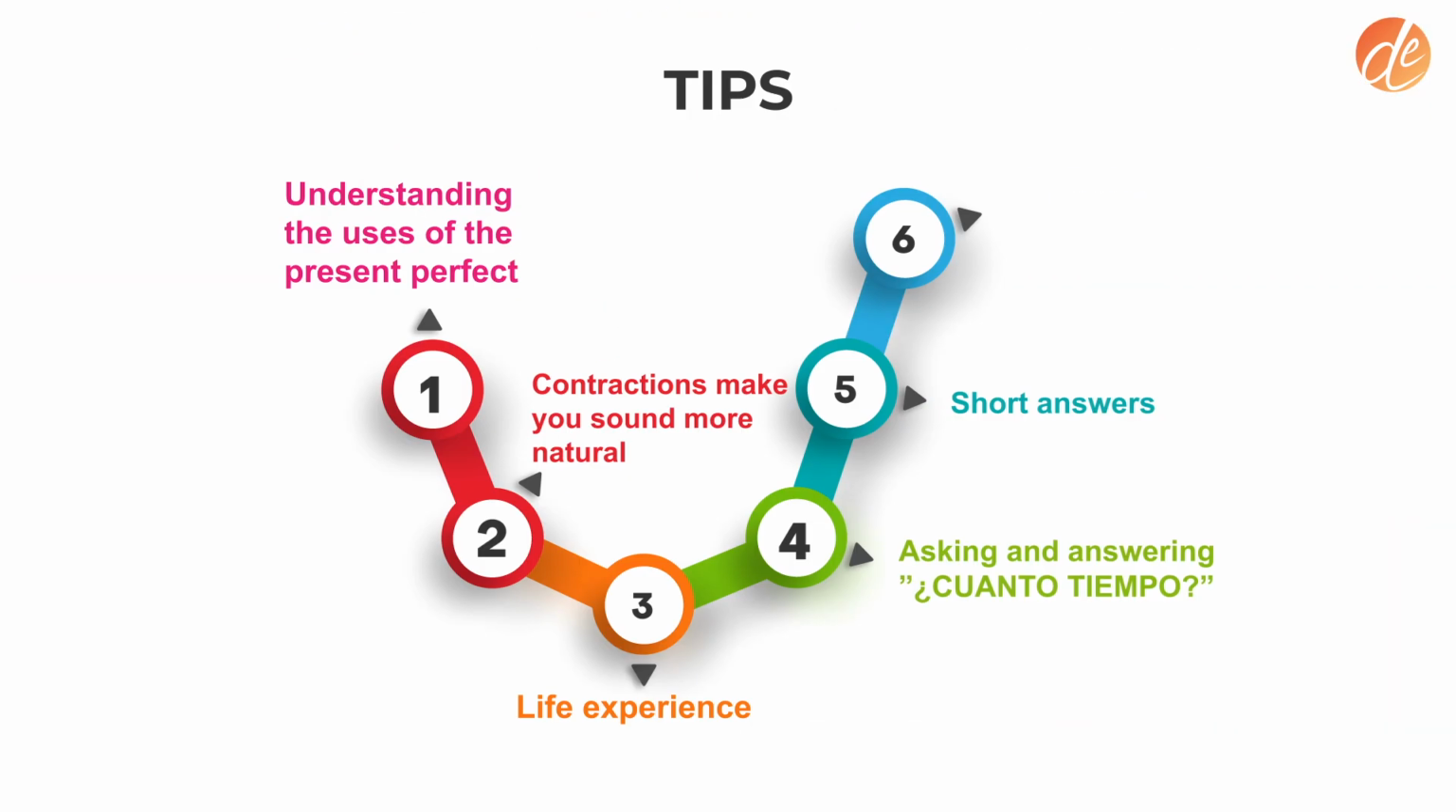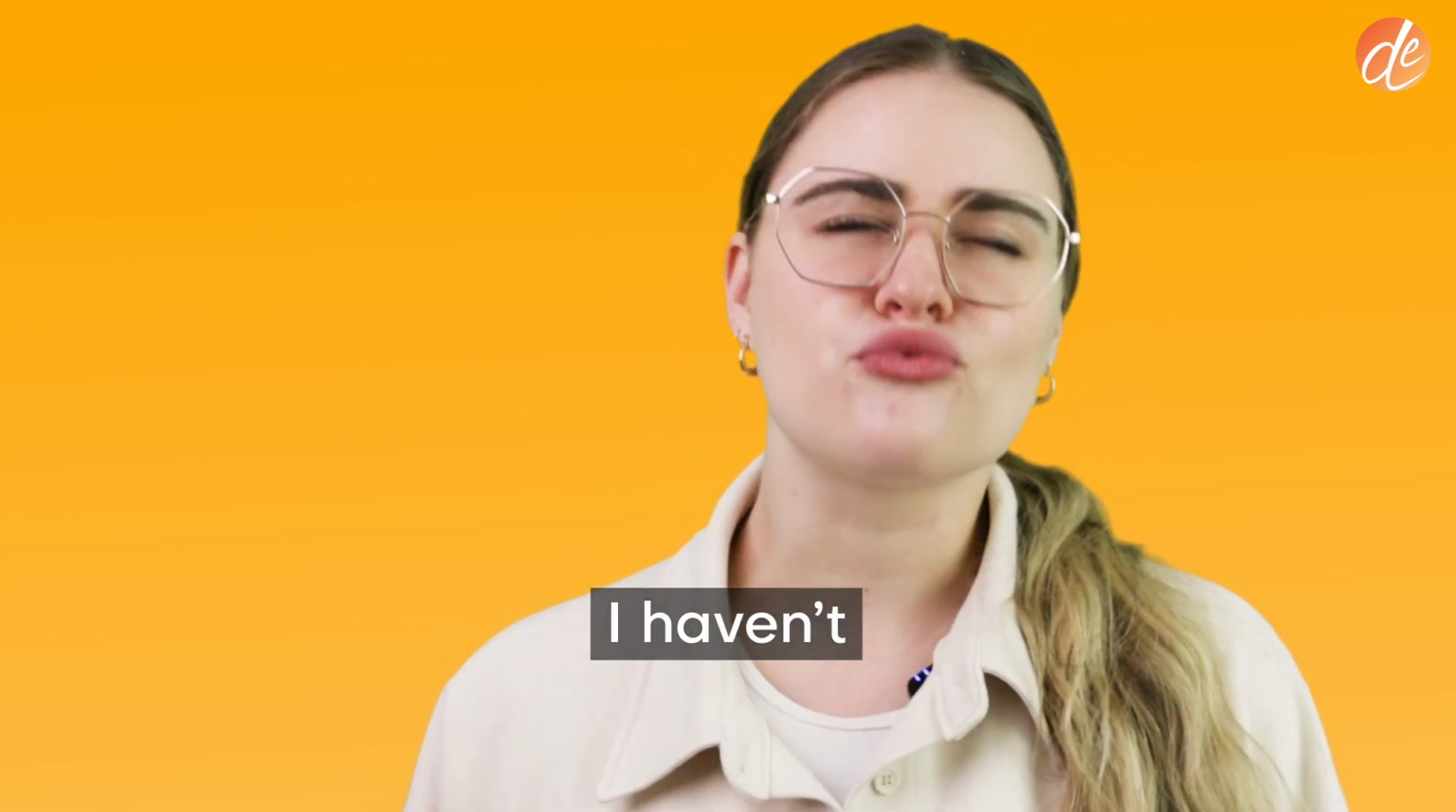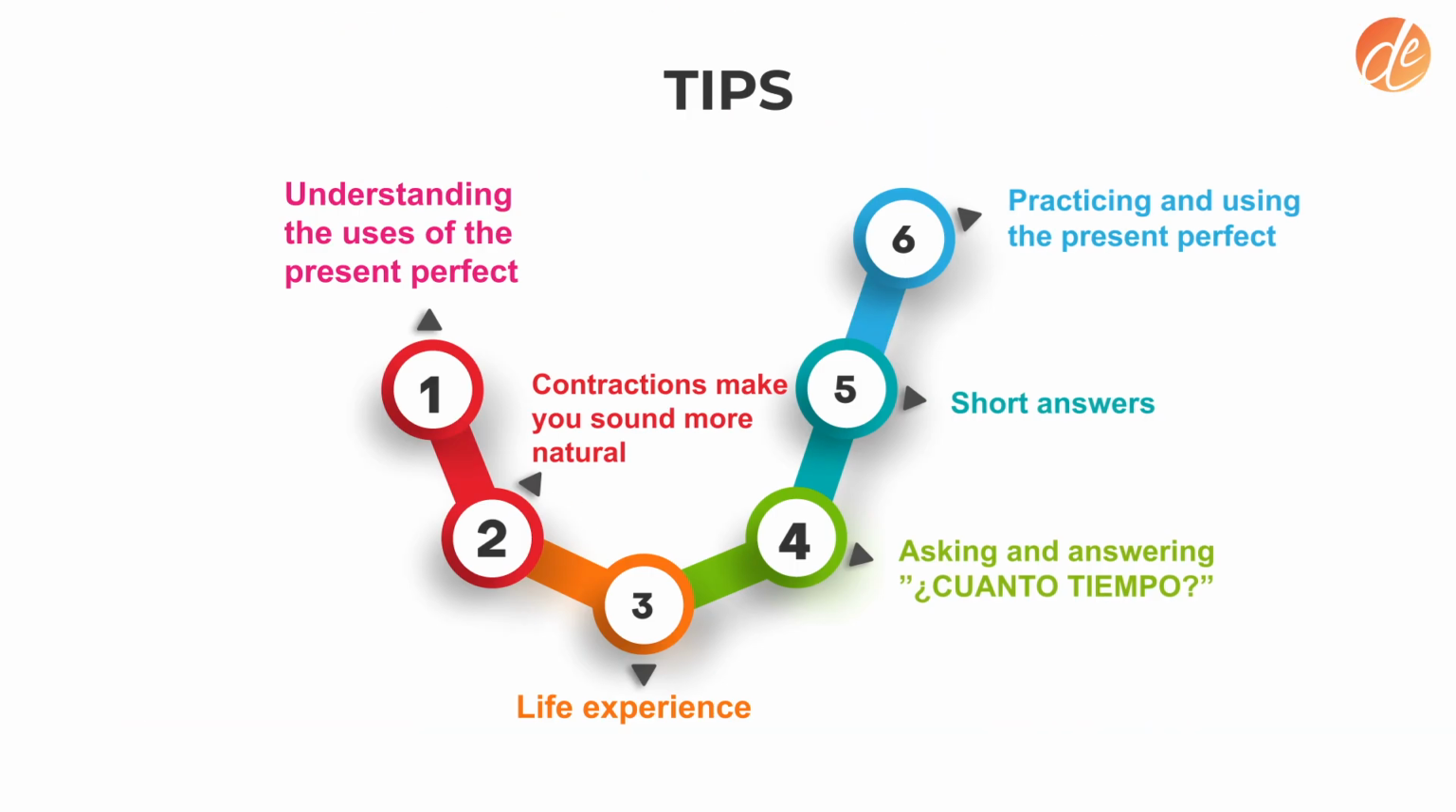Tip 5, short answers in the present perfect. When answering questions in the present perfect, for example, have you been to England before? It is not necessary to reply with, yes, I have been to England before. No. It is more natural to reply with a short answer. You can say, yes, I have, or I haven't, but I really want to go to England. So, I have, I haven't. She has, she hasn't.